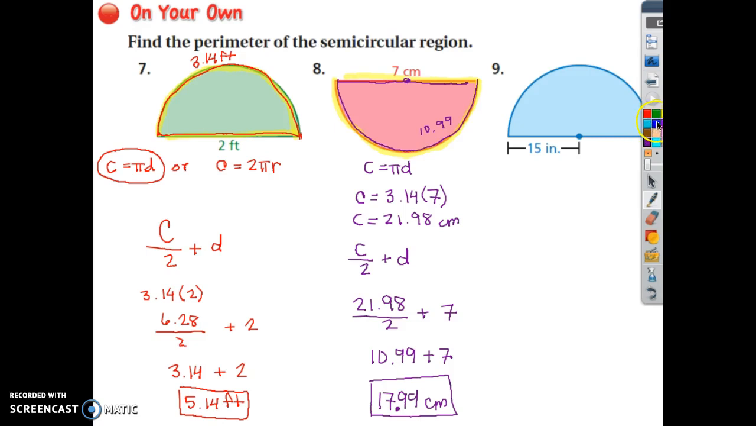Now number 9 is just slightly different, and the only reason it's different is because they don't give us the diameter. Instead of the diameter, they give us the radius. So if half of the distance across is 15, then the whole distance across, from the left all the way to the right, is going to be a distance of 30 inches. Now that we found that diameter, we can go ahead and ignore this radius and proceed exactly as we have before. Go ahead and take a moment to try setting this one up and finding the perimeter on your own.